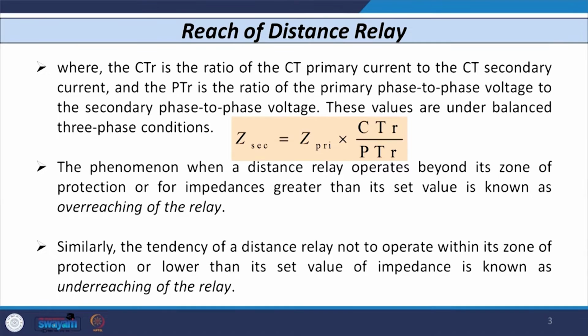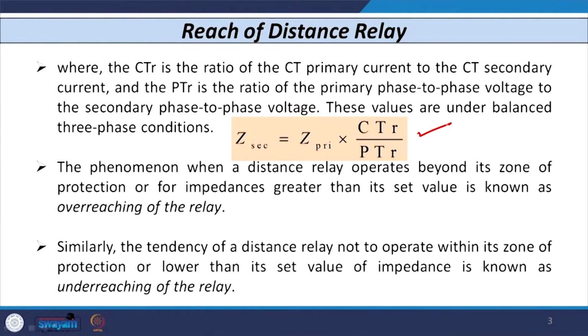So, that means whenever we solve an example or look at the practical field, the impedance of the line is given. The impedance seen by the relay can be calculated using this equation. This is very important as far as the conversion of impedance from primary side to secondary side is concerned.